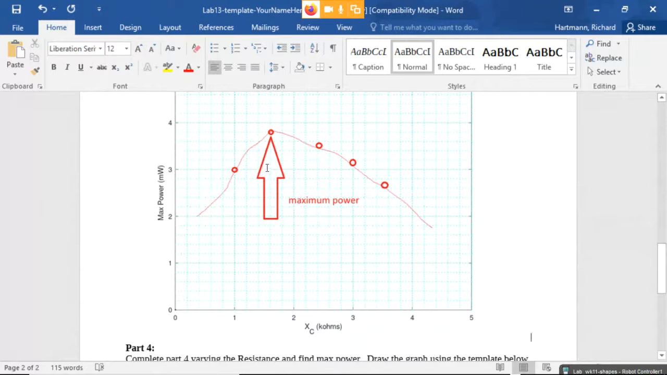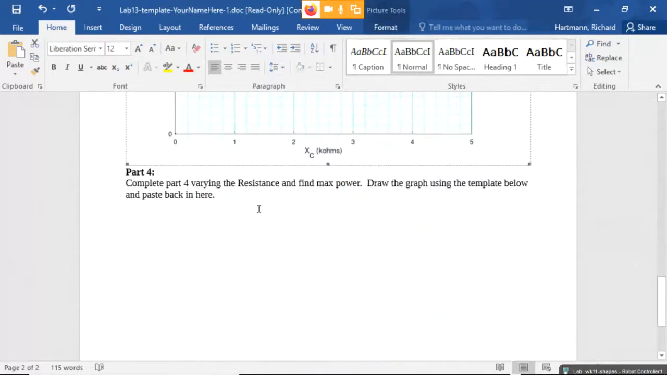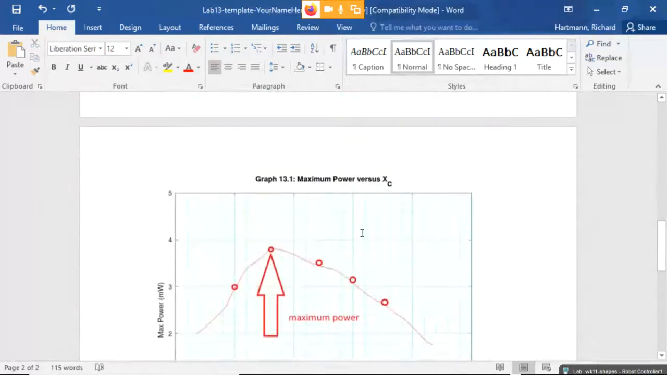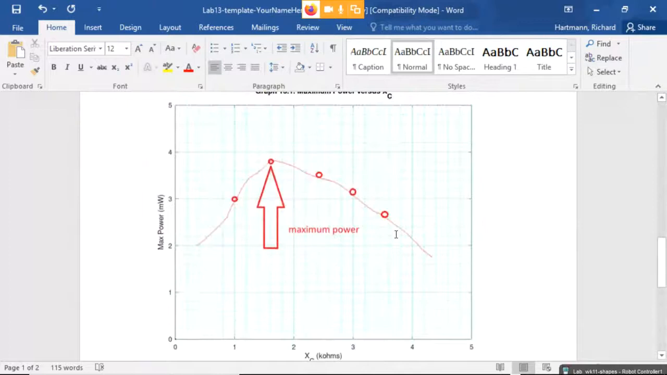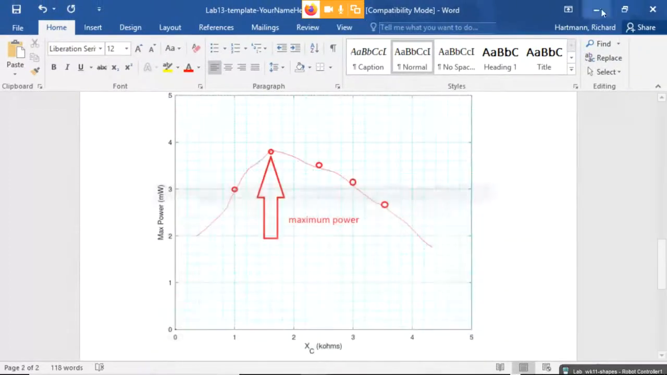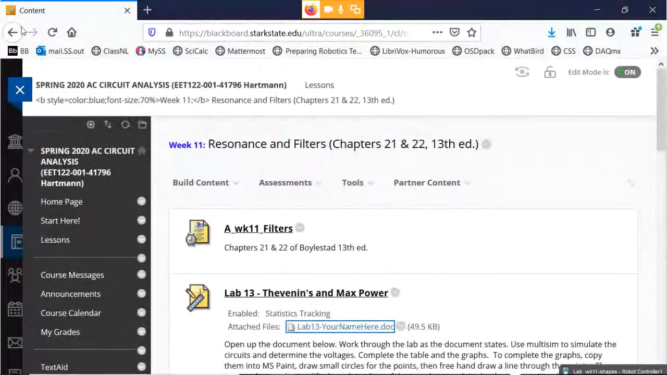Showing me the maximum power. Okay, and I don't much care about the arrow, but I want to see the plots of your values. And then the maximum power for part 4, which is graph 13.2, which I will upload. I'll re-upload that document with that. I guess I forgot to add it in there last night. Okay. All right, so that is what you need to do for the lab. Any questions there?